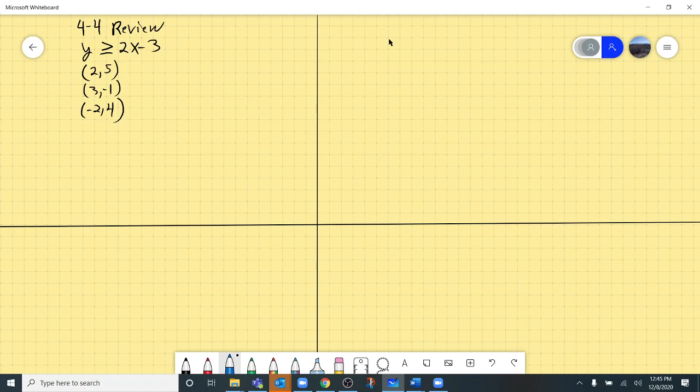But before we take that into account, what we're going to do is go ahead and graph this. Pause the video and try it and see if it comes out about how mine does, maybe with straighter lines. And then after we graph this, we're going to see if these points make sense with this inequality.